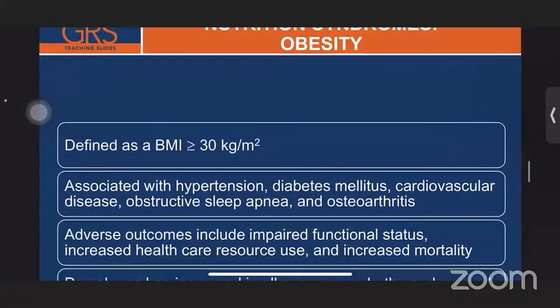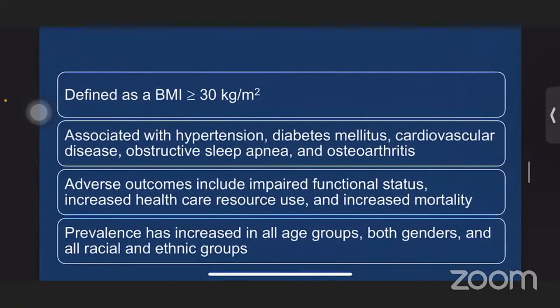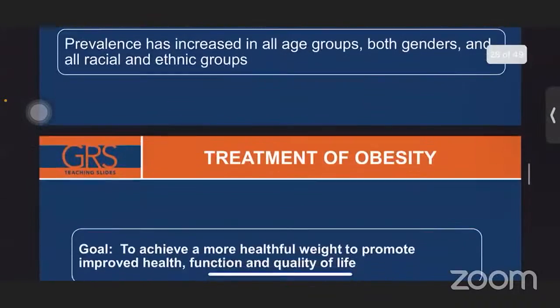Coming to the nutritional syndromes, that is obesity, which is defined as BMI more than 30 kilograms per meter squared, which is associated with hypertension, diabetes mellitus, cardiovascular disease, obstructive sleep apnea, and osteoarthritis. Adverse outcomes include impaired functional status, increased healthcare resource use, and increased mortality. And prevalence has increased in all age groups and both genders and all racial and ethnic groups.